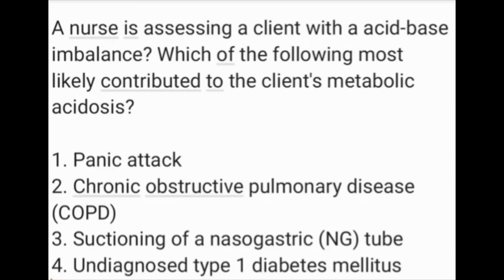So let's walk through the other answers here. If someone is having a panic attack, likely they're having rapid, shallow respirations and breathing off CO2, which will put them in respiratory alkalosis. COPD may have impaired gas exchange and therefore be at risk for respiratory acidosis. And frequent NG tube suctioning can suction out the gastric acid and lead to metabolic alkalosis.